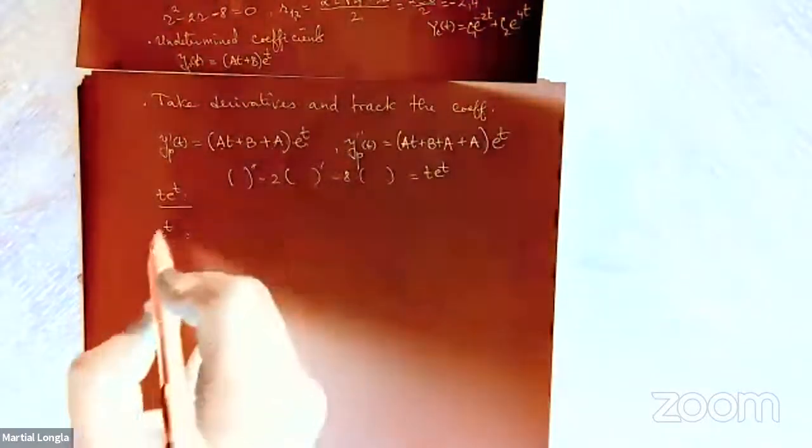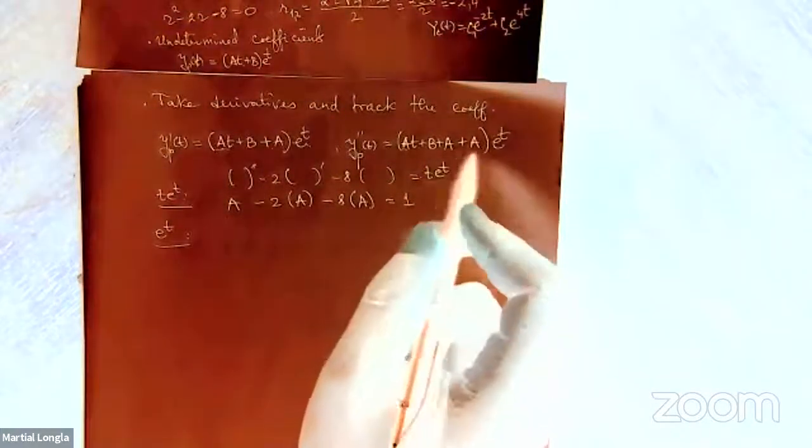Second derivative minus twice the derivative minus 8 times the function itself equals t e to the t. So we take the second derivative. Second derivative coefficient of t e to the t is a, minus 2 times the derivative coefficient, which is a, that's the derivative coefficient of t e to the t, minus 8 times the original function right here. Coefficient of t e to the t is a, equals the right-hand side. Coefficient of t e to the t is 1.